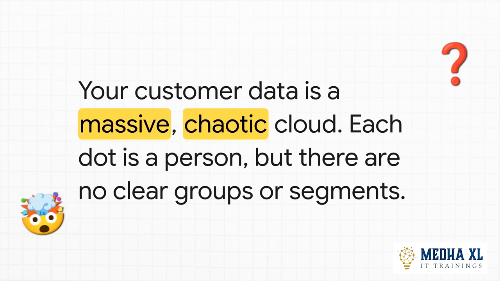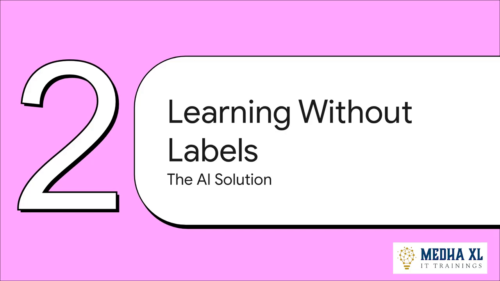Right now, if you were to look at all your customer data, it would probably just look like this: a giant, messy cloud. Every single dot is a person, defined by things like their age, their income, how much they spend. But just staring at it, it's a total jumble. There are no obvious groups or segments. How do you find any kind of signal in all that noise? So how do we find that hidden structure? How do we clean up that mess?